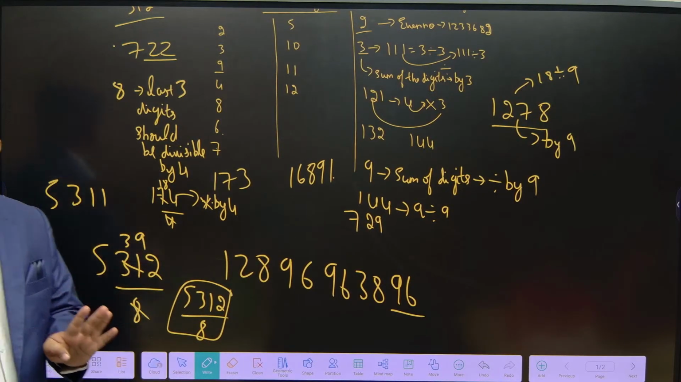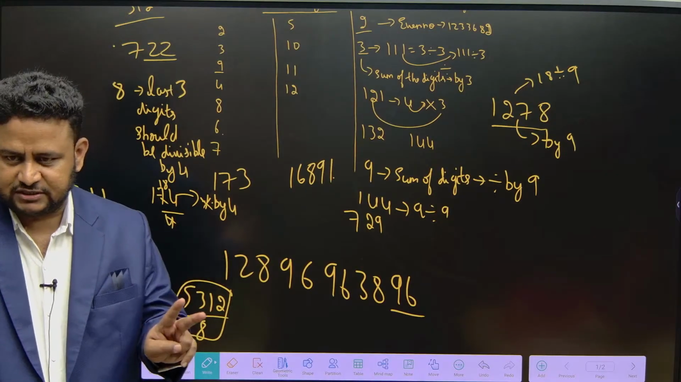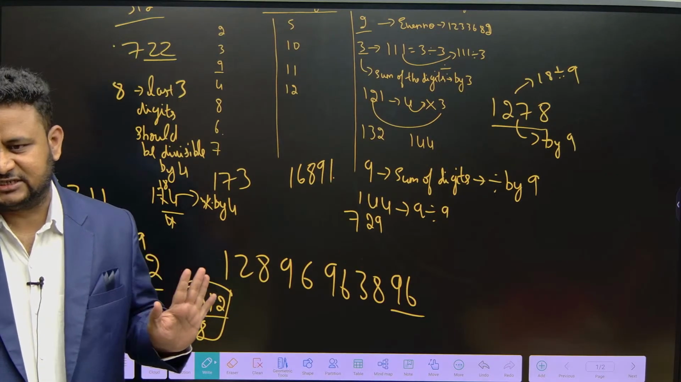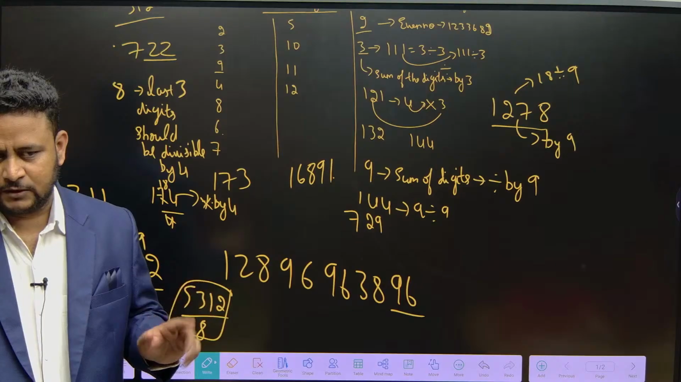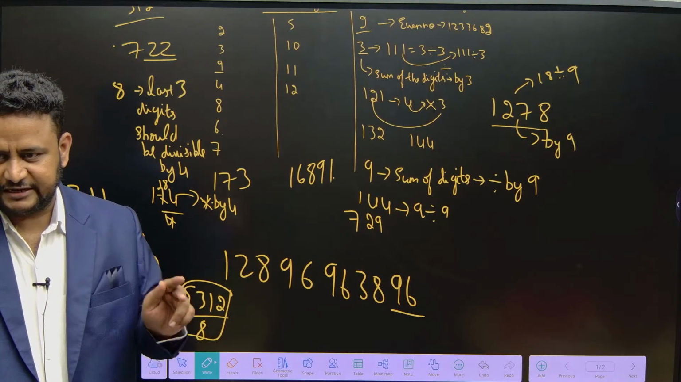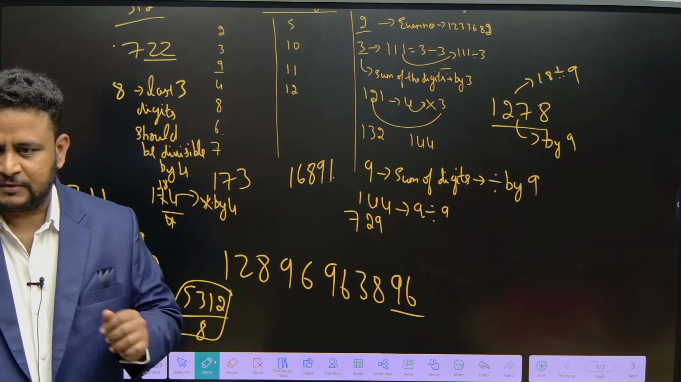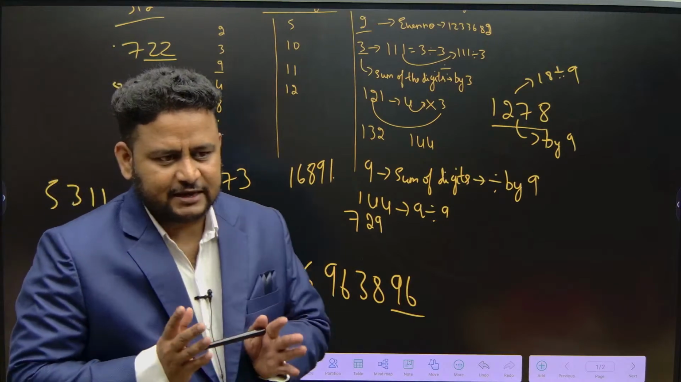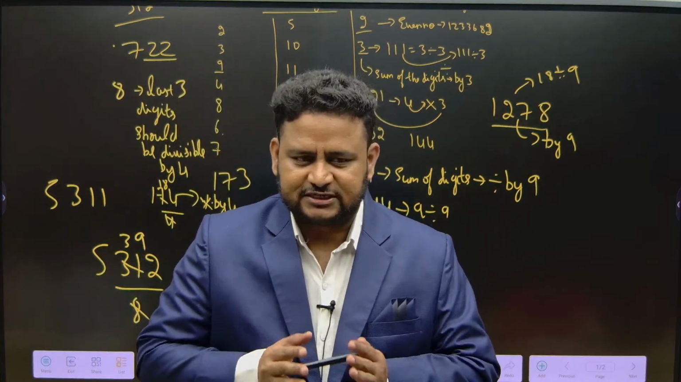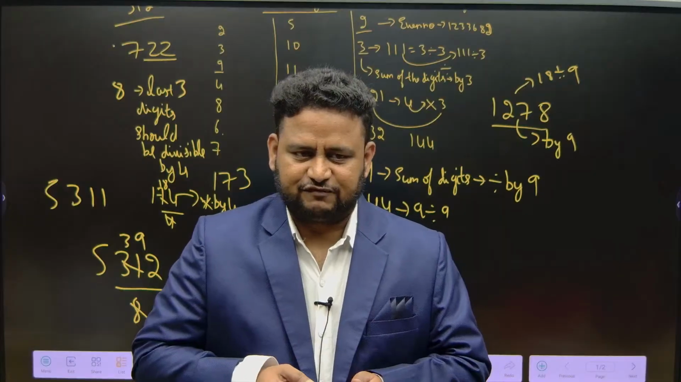So when you talk about 4, you have to check the last 2 digits. When you talk about 8, check the last 3 digits. That's it. Very simple. For 2, it should be an even number. For 3, the sum of the digits should be divisible by 3. For 9, the sum of the digits should be divisible by 9. For 4, last 2 digits. For 8, last 3 digits.